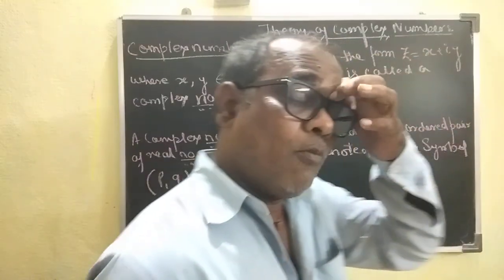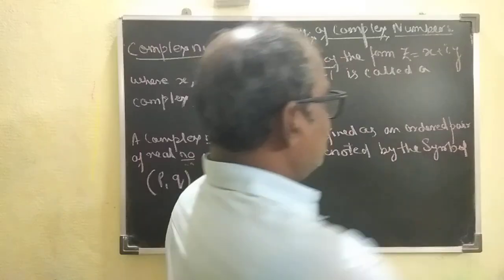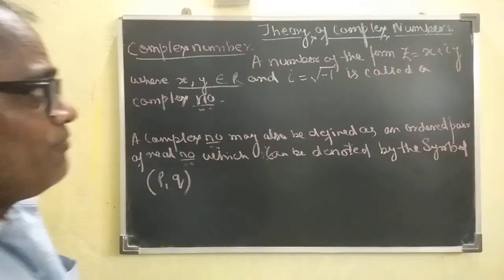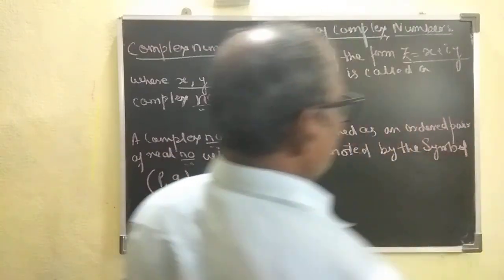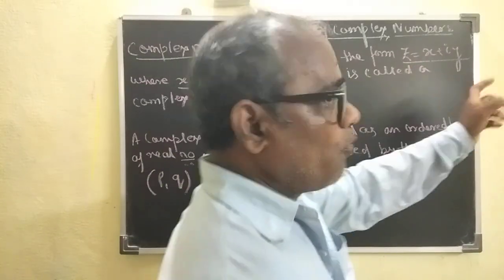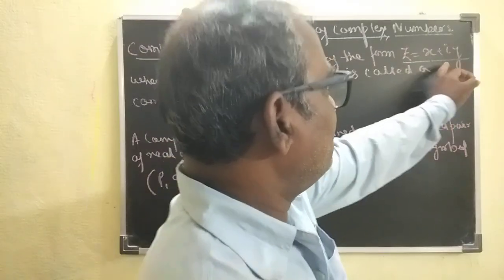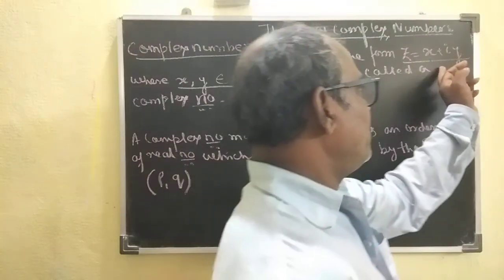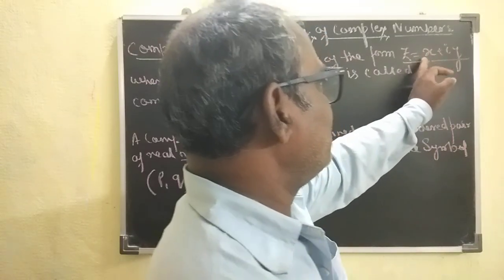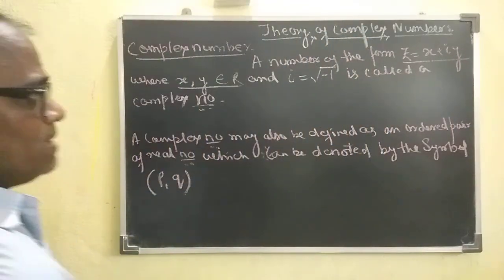हम अधिकतर लिखते हैं कि complex number z, we represent it as z equals x plus iy, where x and y both are real. When we represent z equals x plus iy, here x represents the real part and y represents the imaginary part. So we write Re(z) equals x, the real part of z, and Im(z) equals y, the imaginary part in the complex number.